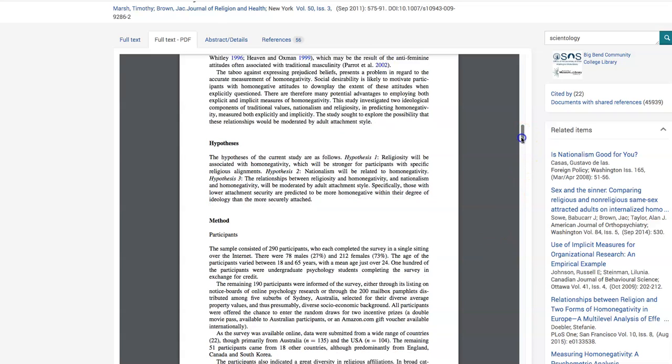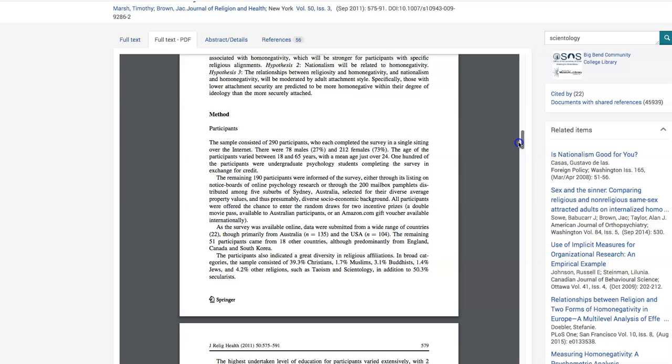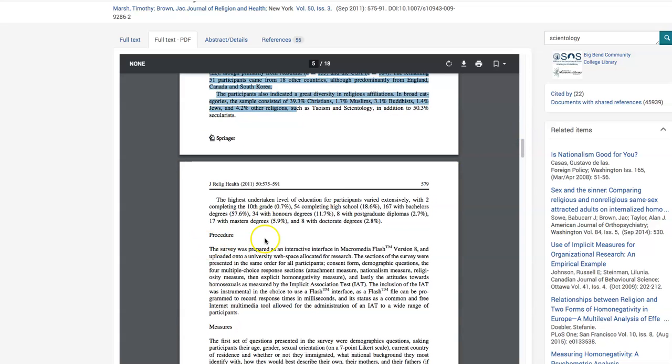And the method to me is one of the most exciting things in this world. I'm not sure you're thinking about right now, but I totally do. Because this talks about the sample consisted of 290 participants. There were 78 males. There were 212 females. They tell you who was involved, who weren't involved, what they did with them, where they were from. And this is the meat of the article that you want to compare to the other article.